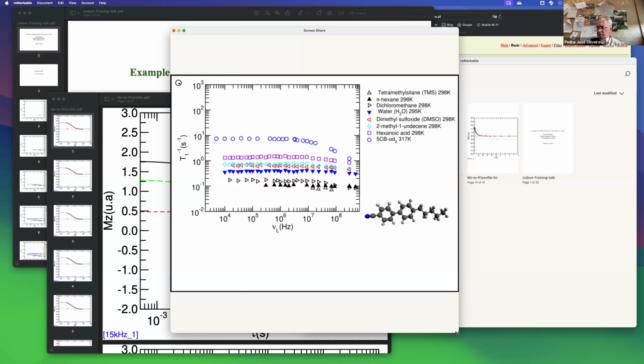And indeed, it is a flat dispersion with a slightly larger variation of the relaxation rate in the high frequency range. If we now change the temperature of this compound, the first one was for 317 K, and then I'm decreasing the temperature, coming down to room temperature. And you see, as I cool down the sample, the relaxation rate is increasing.